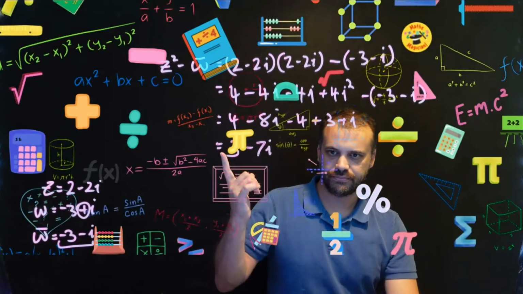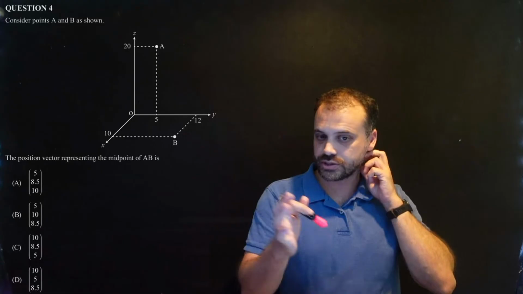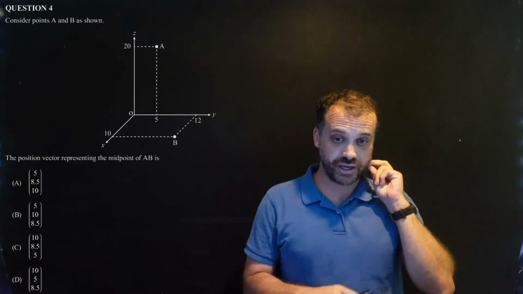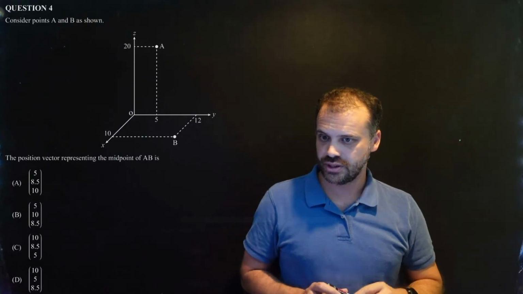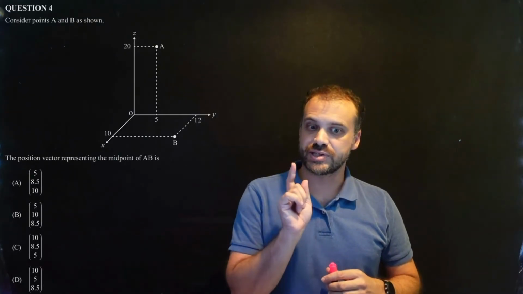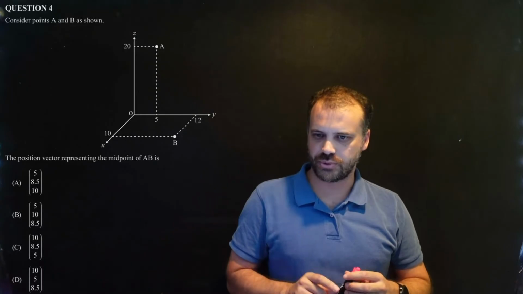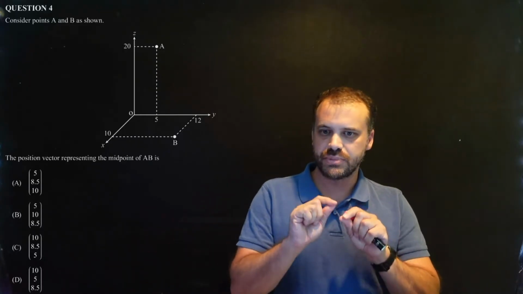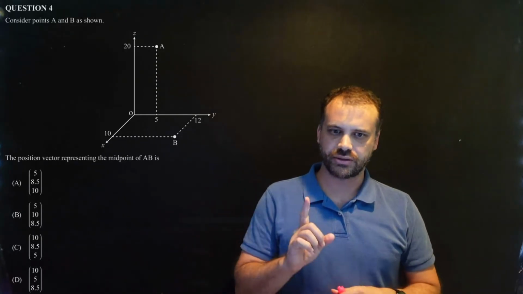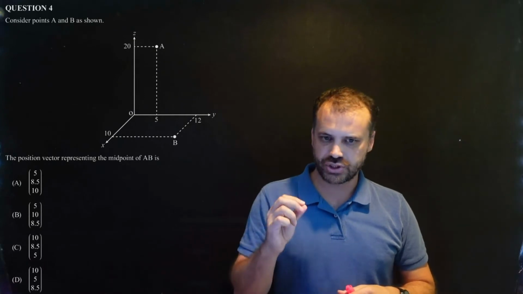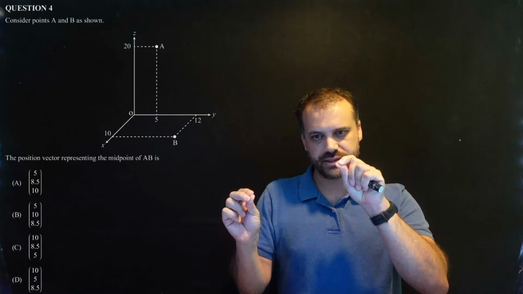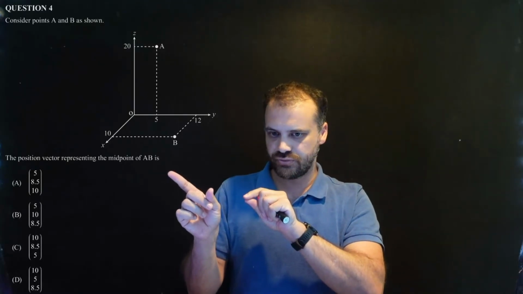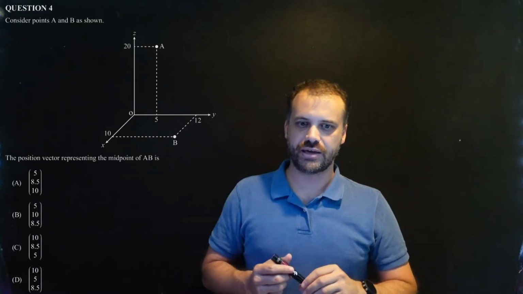Okay, next question. Alright, so here's our question. Some of us may not have done vectors yet, but gee, you should still be able to do this question. So they're asking for the position vector, I'm going to mention that, we're going to talk about that, representing the midpoint of AB. Alright, position vector. A position vector is a vector starting at the origin and going to a place. What is the place? The position vector representing the midpoint of AB.